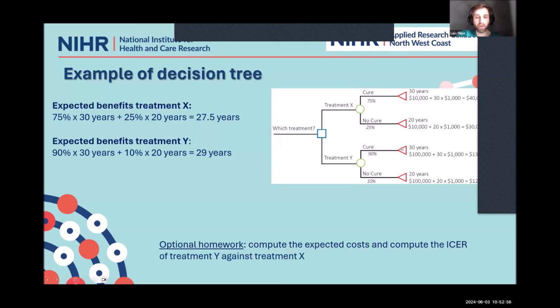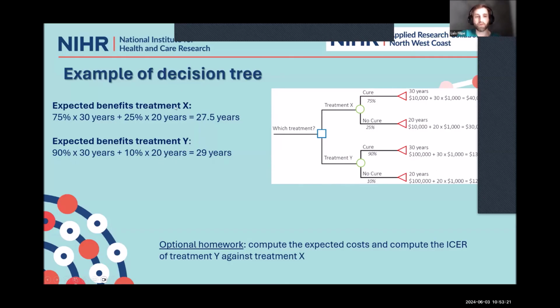In treatment Y, you know that the average person will live 30 years with a 90% probability, so 90% times 30 years, plus the other possibility, the other node, is that the person is going to live only 20 years with a 10% probability, which is the case of not being cured. So you have this 10% times 20 years.